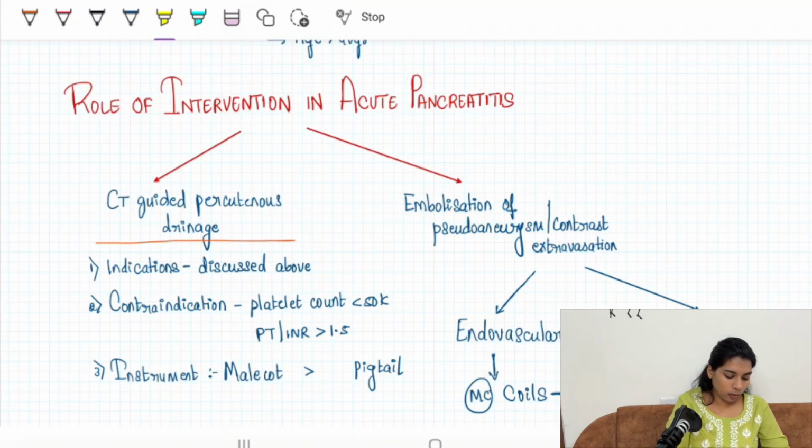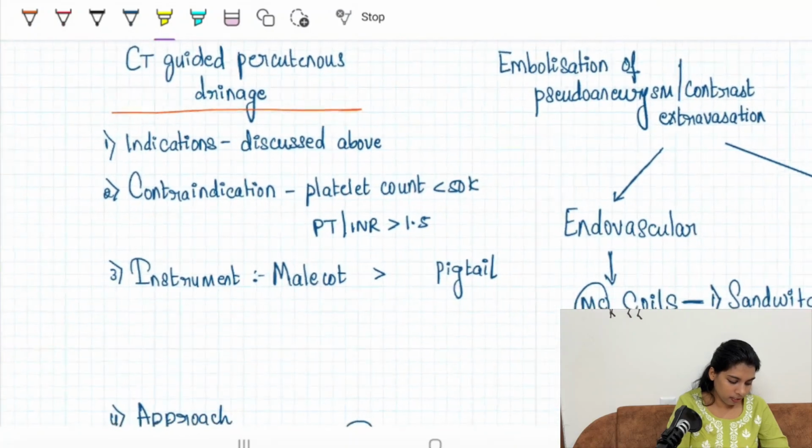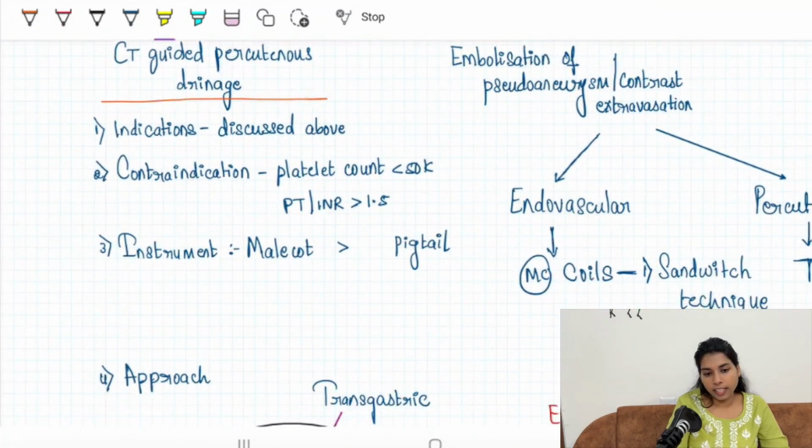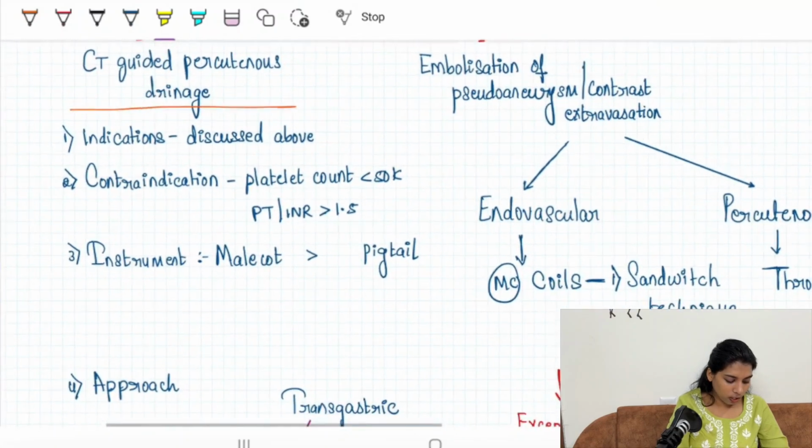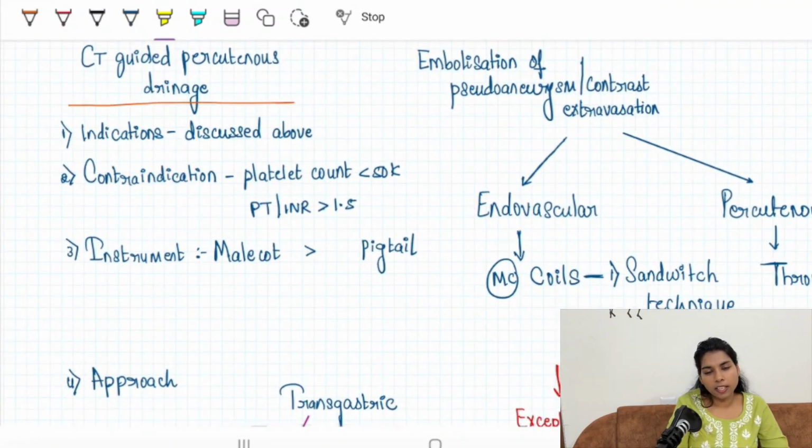For CT guided percutaneous drainage, a few important things we need to know are the indications. I've already told you, we do CT guided percutaneous drainage in walled-off necrosis, in an acute necrotic collection with a patient who is worsening, and in a pseudocyst which is infected. Coming to the contraindications, these are the routine contraindications: platelet count less than 50,000 and PT INR more than 1.5.